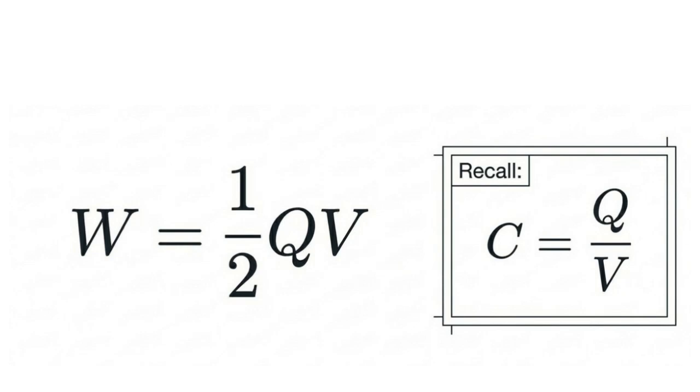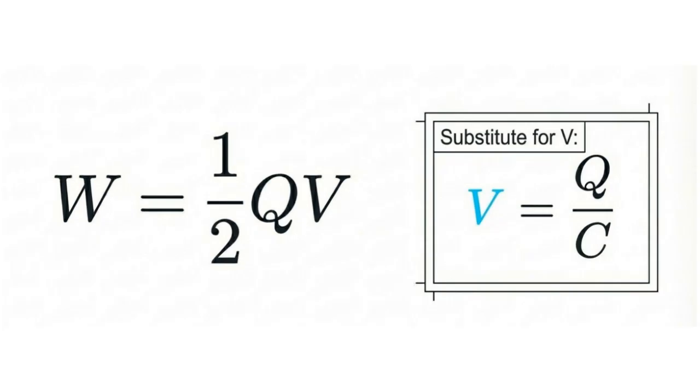Recall that capacitance, C, is defined as the charge Q divided by the voltage V. By combining these two equations, we can also express the stored energy in different ways, like in terms of capacitance and voltage alone. We can make another useful equation by substituting voltage with charge divided by capacitance, which helps us connect the energy stored to the properties of the capacitor itself.